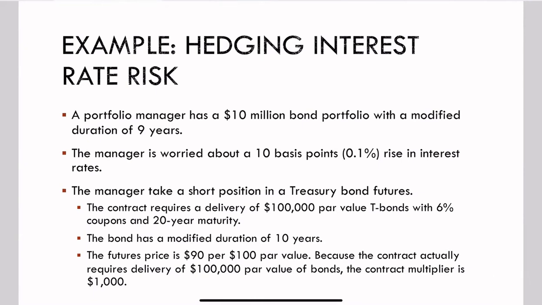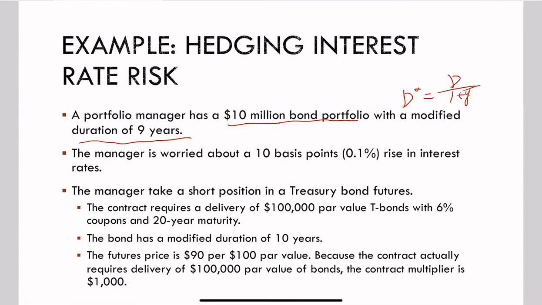So let's assume a portfolio manager has a $10 million bond portfolio. And we assume this bond portfolio has a modified duration of 9 years. When you're solving problems, you have to be careful with duration versus modified duration, right? Because modified duration D star equals D divided by 1 plus yield. Right?